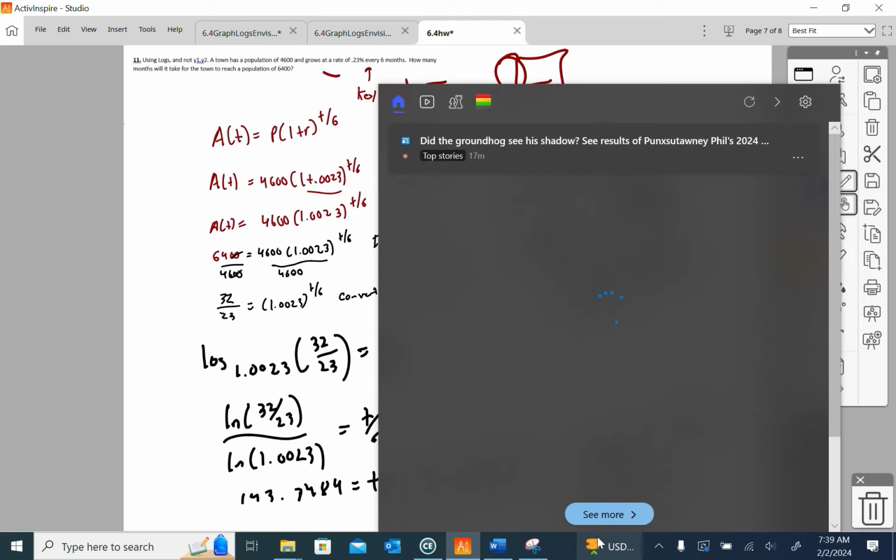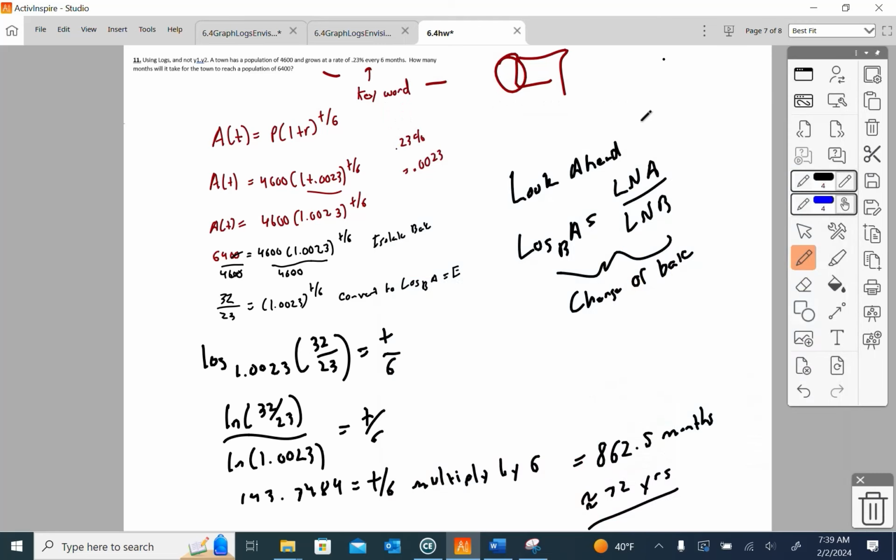Because it's not growing too much. It's growing very slowly. And I'm going to pause this until I can get back in here.